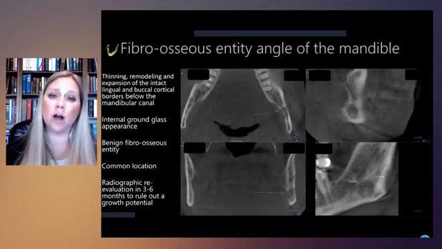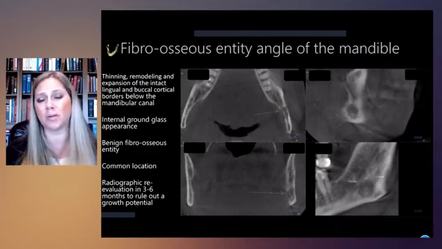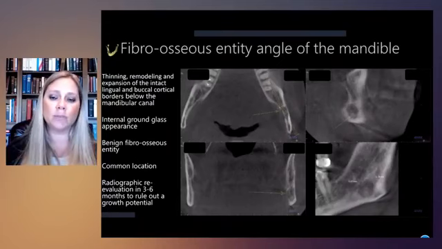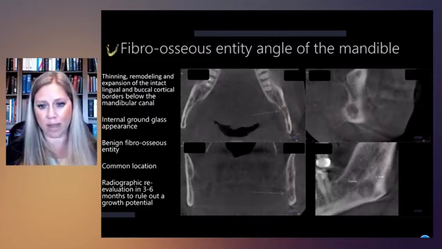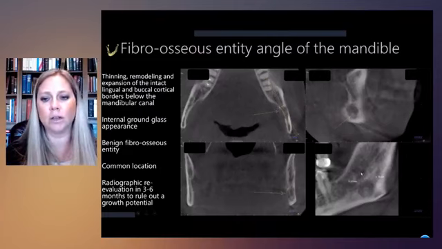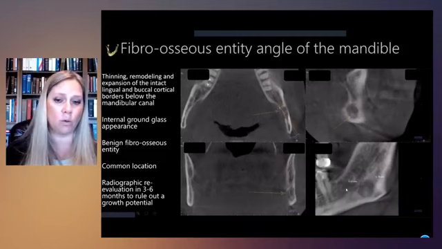We can see various fibroosseous entities. We can see this all throughout the maxilla and the mandible, very, very common. But one of the places that we may not learn about in dental school is the angle of the mandible. Now, again, this is going to be below the mandibular canal. So again, we know it's not odontogenic in origin.